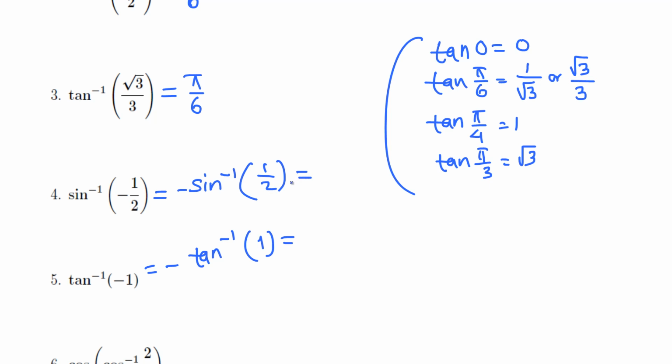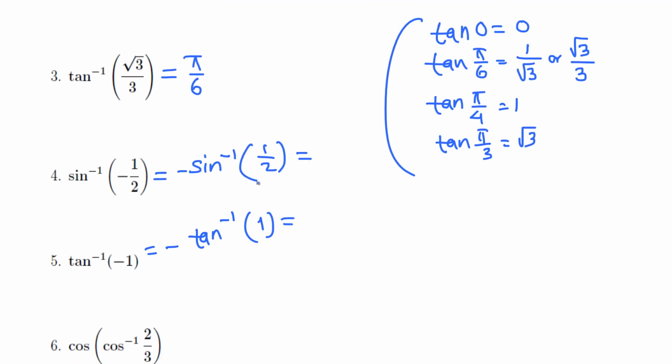We see that sine of 30 degrees, which is pi over 6, is 1/2. Okay. So this is negative pi over 6. Sine of pi over 6 is 1/2, and the negative is just from outside. And we saw here tangent of pi over 4 is 1. So tangent inverse of 1 is pi over 4. The negative is there.